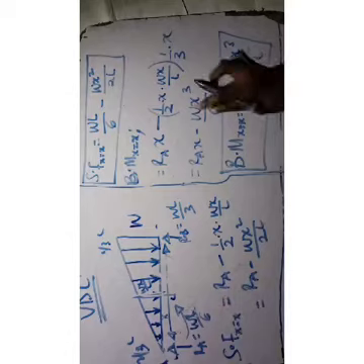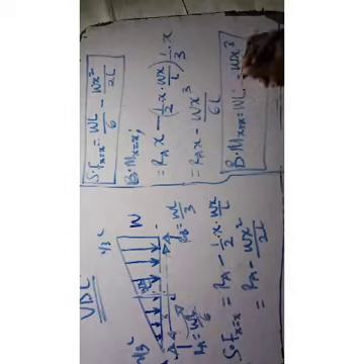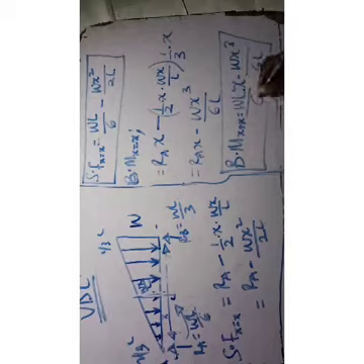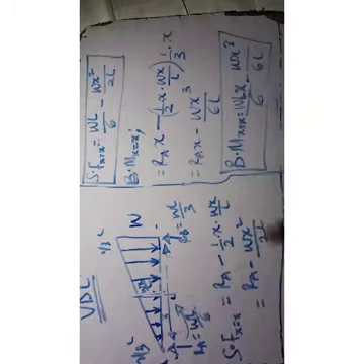Don't forget this RAX. Okay, so your RA is WL over 3, and there will be X, then WL over 6. So you can have it like this: that is WLX over 3 minus WX cube over 6. Okay, so you can just write these formulas down, and you can make use of them. We're going to make use of them very fine now.